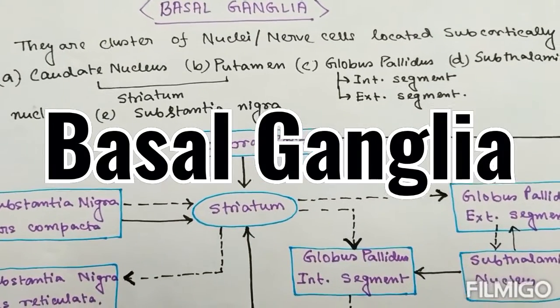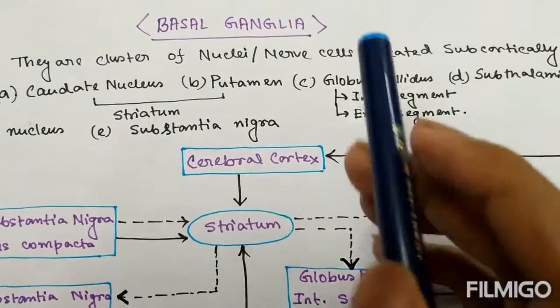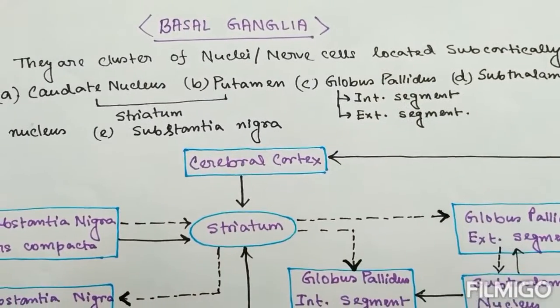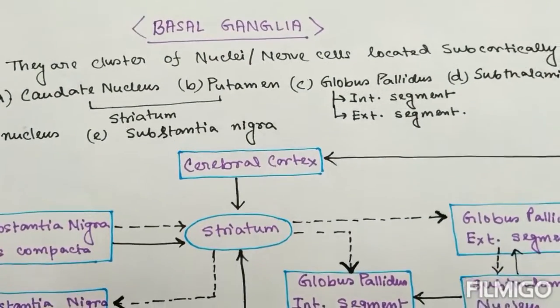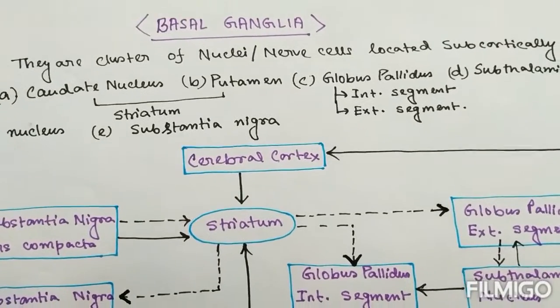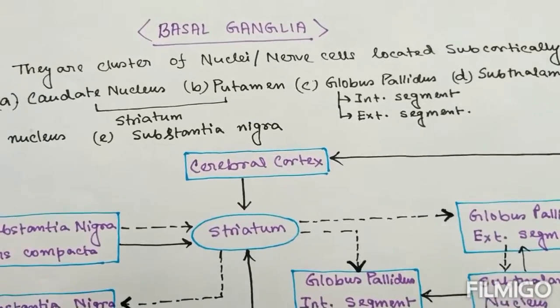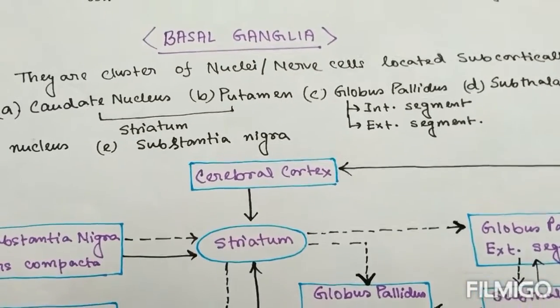In this video, we'll talk about basal ganglia. Actually, the term basal ganglia is a misnomer because a true ganglion is a cluster of nerve cells present in the peripheral nervous system. But in the case of basal ganglia, what we are talking about is a cluster of nerve cells inside the brain. So a better term would be basal nuclei.